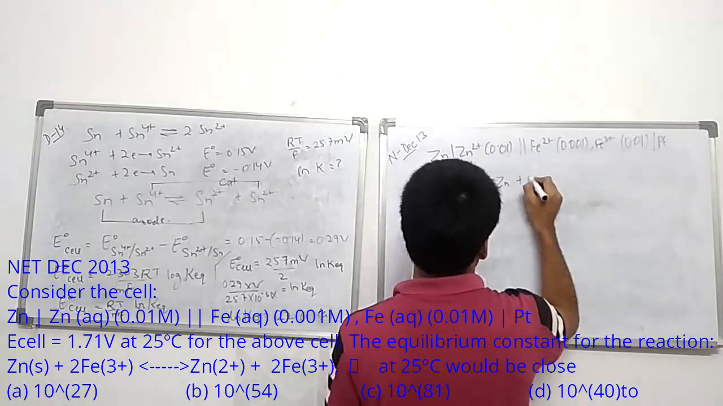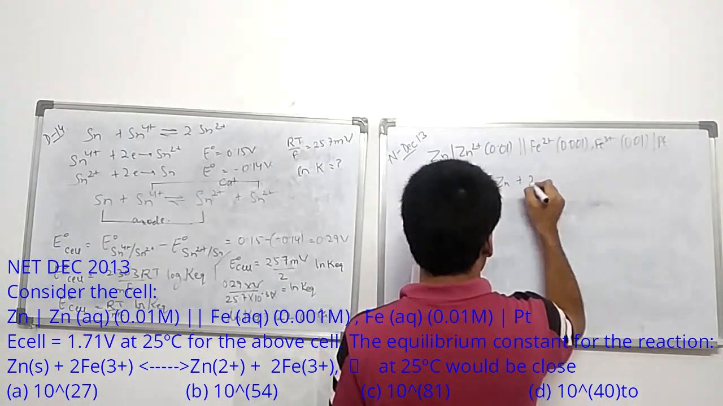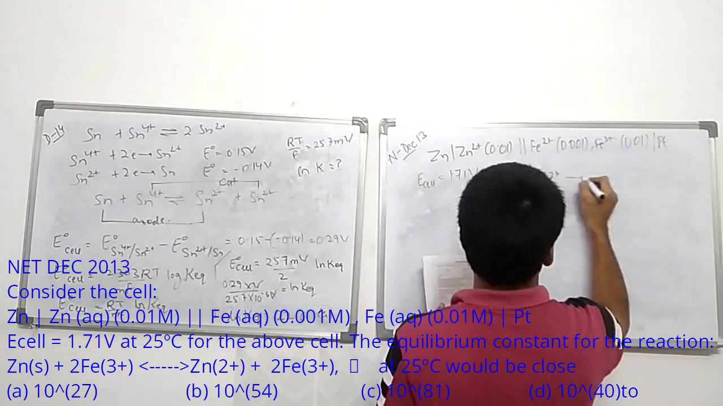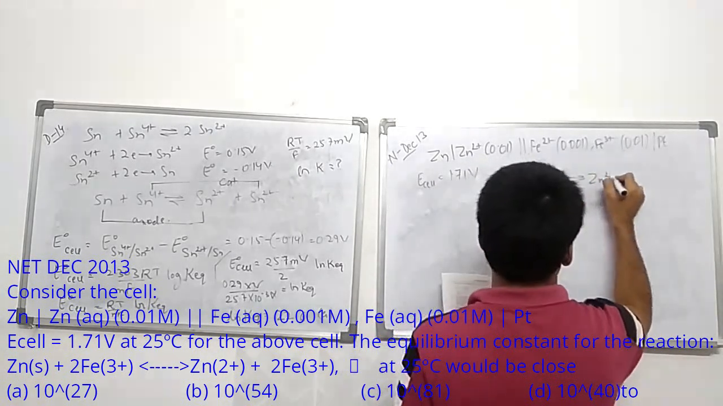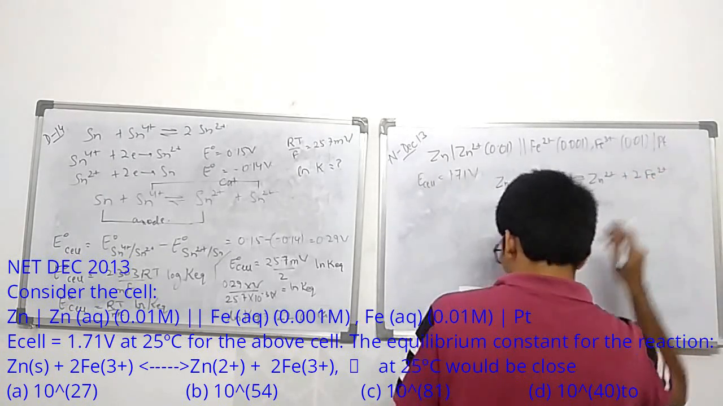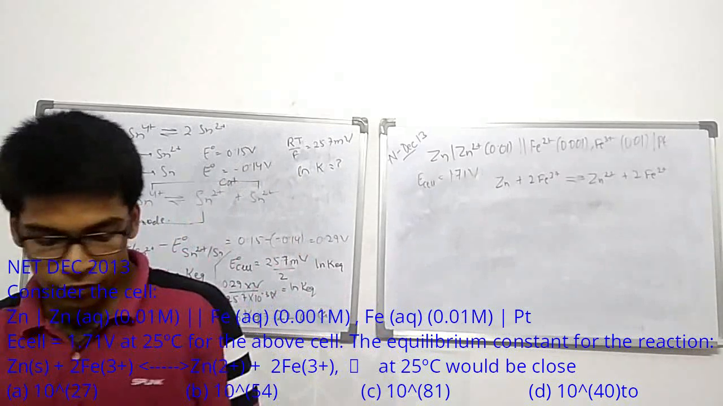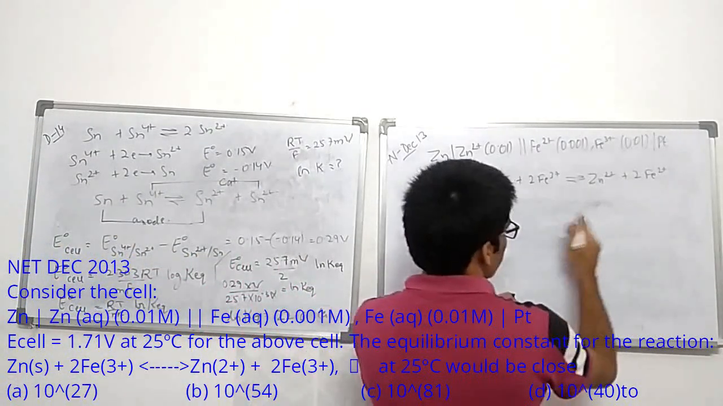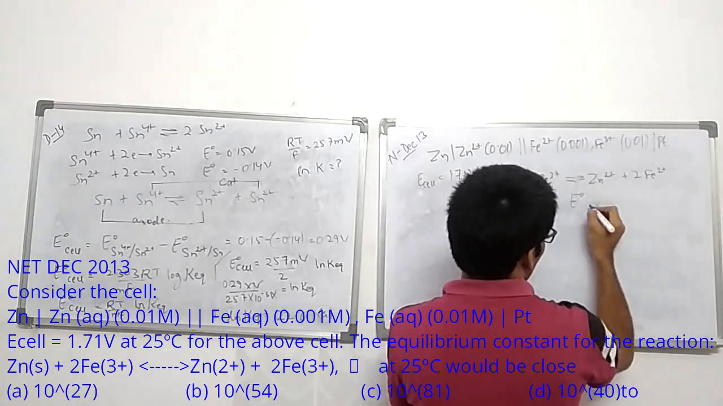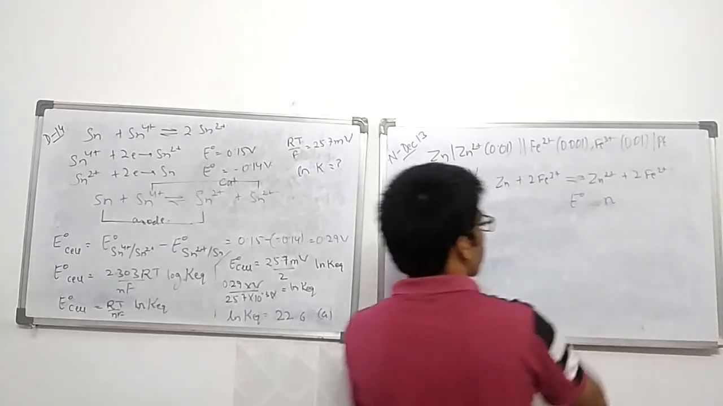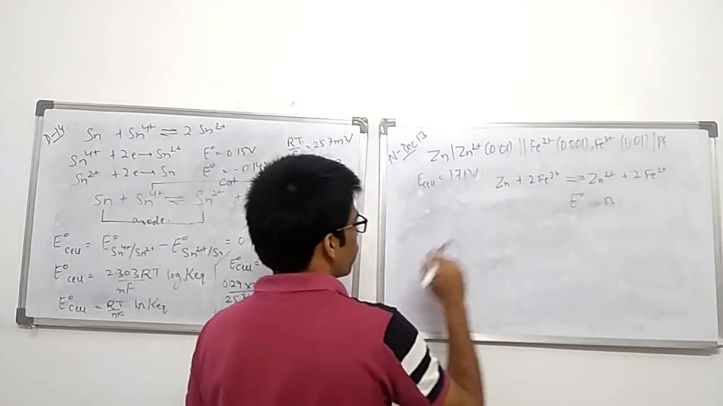Now they are asking for the equilibrium constant for the reaction. The reaction is zinc plus 2 Fe3+, reversible reaction, gives zinc 2+ plus 2 Fe2+. What would be the equilibrium constant for this reaction? Now, for this reaction, if we want the equilibrium constant, what do we need? E naught and we need n. n is easy to find. We need E naught. Now, how can we get E naught?